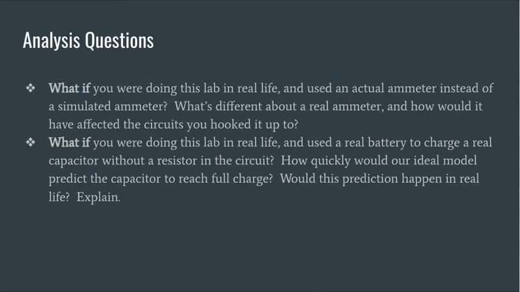Before I conclude, I would like to address two key questions. First, if I was doing this in real life, the ammeter would have some internal resistance, which would cause a voltage drop across the ammeter, decreasing the voltage drops across the other resistors in order to follow the Kirchhoff loop rule. Second, if I were to be using a real battery and a real capacitor with no resistor, in real life the capacitor would take longer to charge than in the simulation because the battery would have some internal resistance.